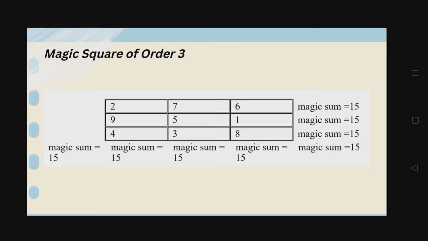For each column, if we add 2, 9, 4, exactly 15. 7 plus 5 plus 3, exactly 15. 6 plus 1 plus 8, exactly 15. And then for the diagonal, it is also exactly 15, because 2 plus 5 plus 8 is exactly 15. So that is the rule of a magic square of order 3.